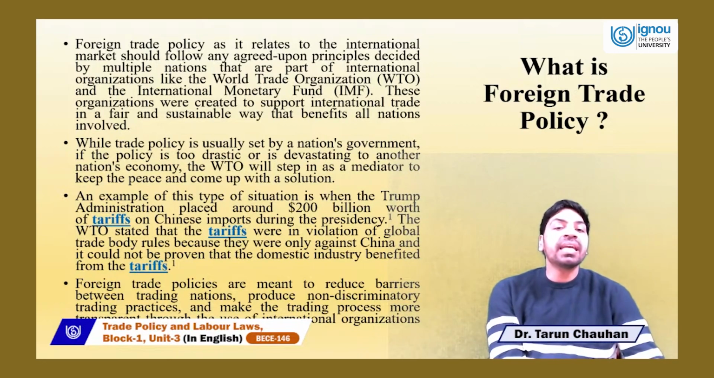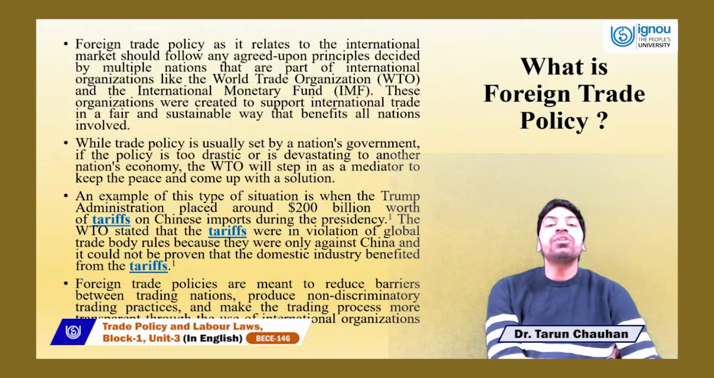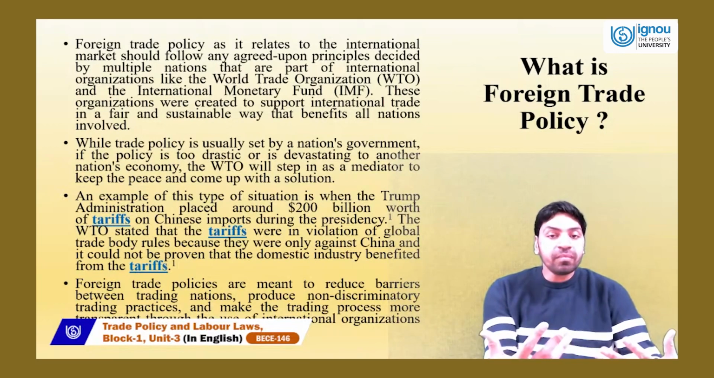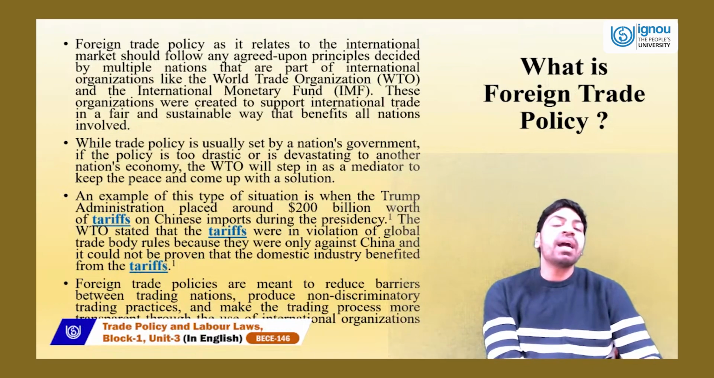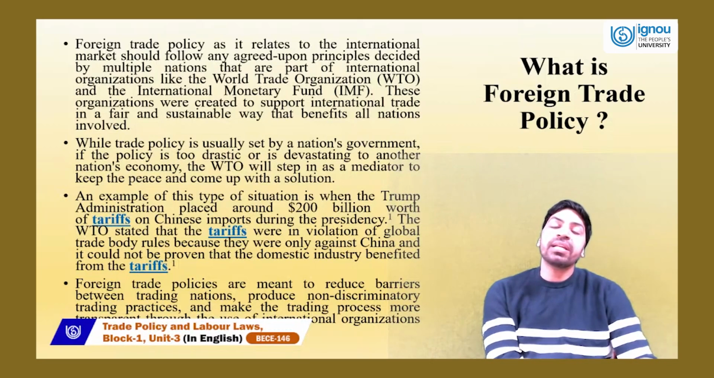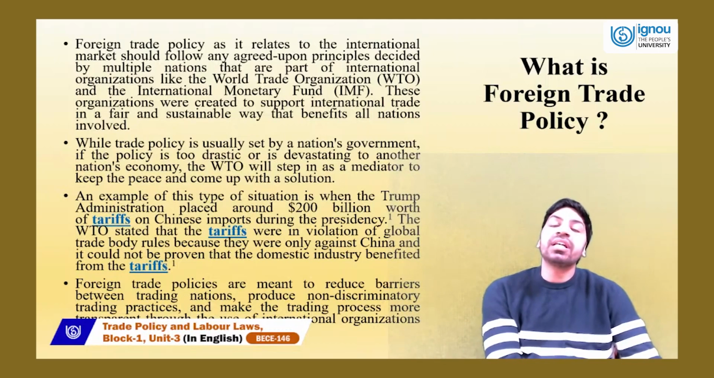Take the case when the Trump administration placed around $2,000 billion worth of tariffs on Chinese imports during his presidency. The WTO stated that the tariffs were in violation of global trade body rules because, as they were directed against China, it could not be proven that the domestic industries actually benefited from the tariffs. Such tariffs did not benefit member nations, and the WTO came forward and showed that domestic industries could not be benefited from them.